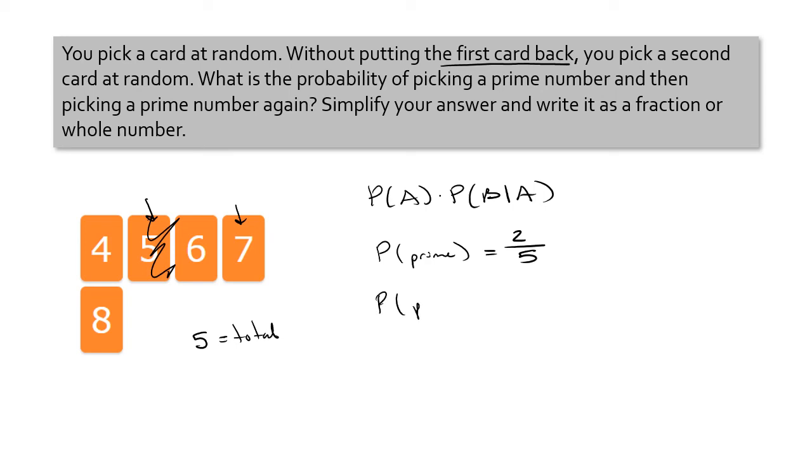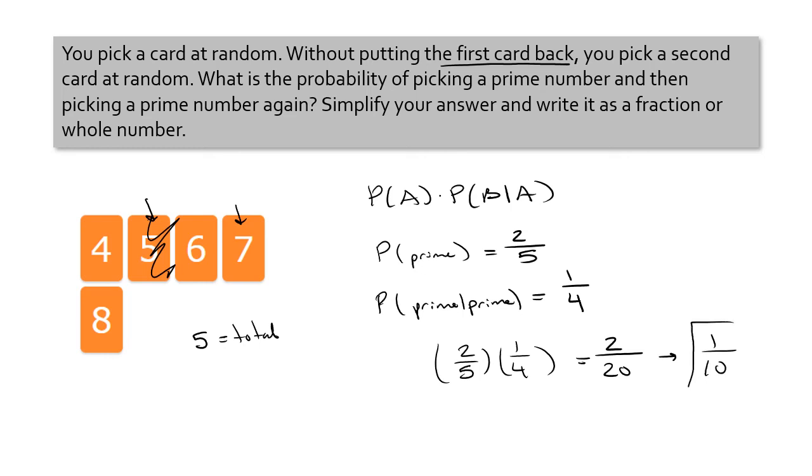So the probability that the second card is prime given the first card we pull is prime is only going to be 1 out of 4. Because now we only have 4 cards total and only 1 of them is prime. Now we just need to multiply these 2 things, 2 over 5 times 1 over 4. Multiply straight across. 2 times 1 is 2. 5 times 4 is 20. And we can simplify that to be 1 over 10. We're going to leave it as a fraction because that's what they asked us to do.